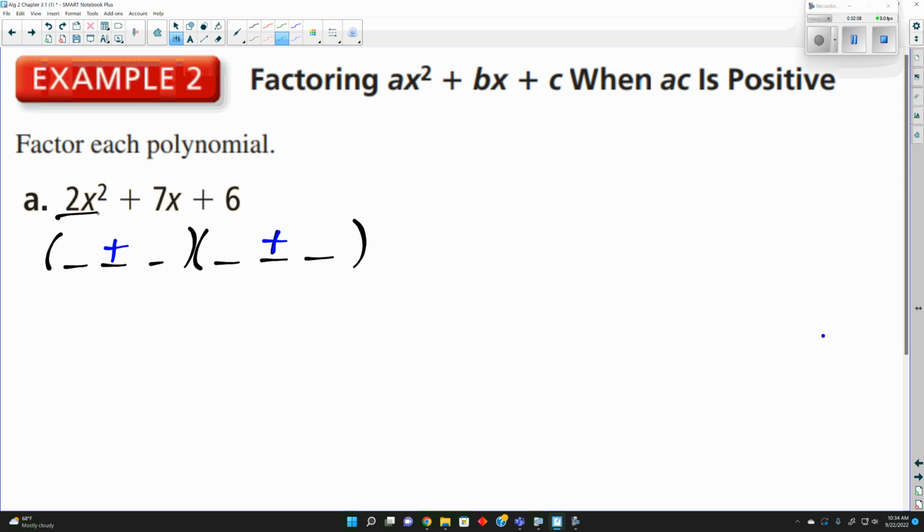Factors of the first and third term. Factors of 2x squared, well, we know that we'll have x and x, yes? And the factors of 2 are what? Well, 2 and 1, yes? So we just need to figure out which one we're putting the 2 in. The first set of parentheses or the second? First.